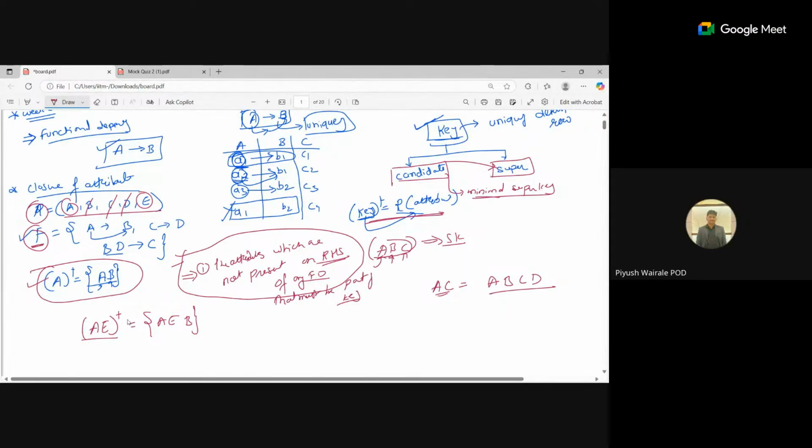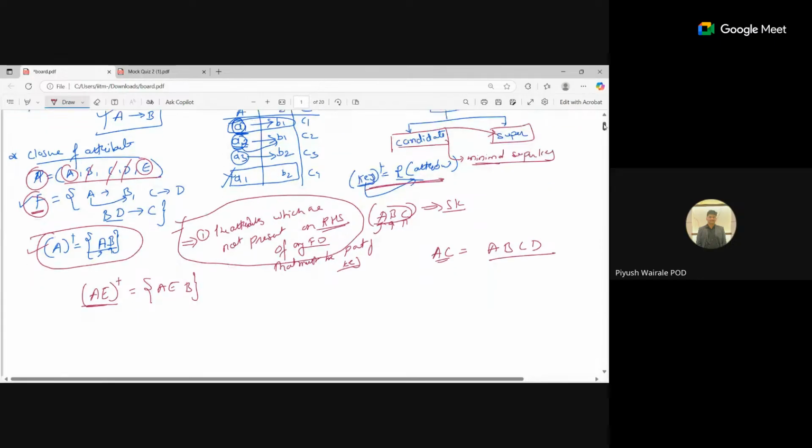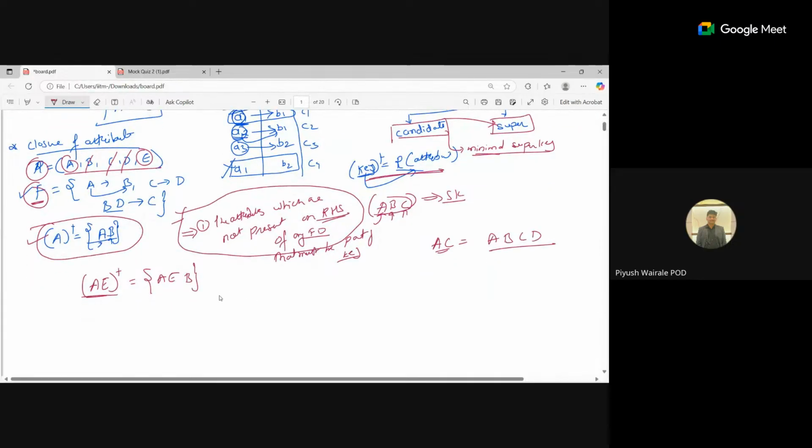So either that particular attribute can be a key or it will be a part of the key here. First we need to check whether those attributes will form a key or not. But here we are not getting all the attributes, it means A is not a key. In that case, we need to take a combination of this attribute with all the attributes here: A with B, A with C, A with D.